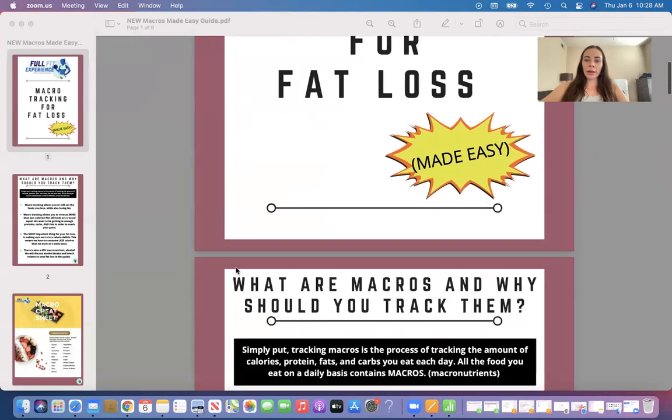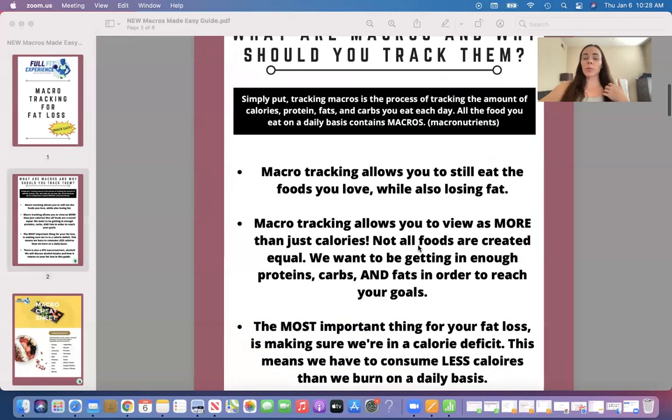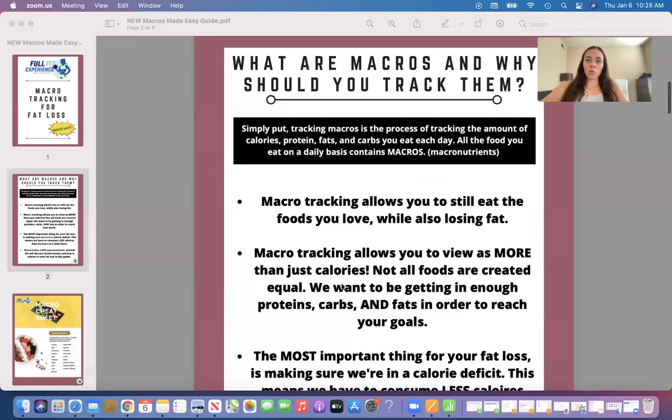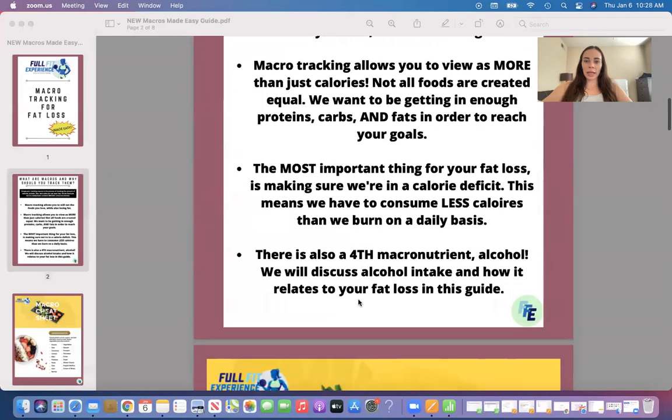So once you have the guide open, just a couple things about what are macros, why should you track them? I think macro tracking is the best. I think it's the most fun way to diet or to cut calories for fat loss, or even maintenance or bulking calories, because it's not a meal plan. It doesn't get boring. You can eat different foods every day if you want to, and you don't have to eat foods that you dislike, and you don't have to cut out foods that you love. So I love macro tracking.